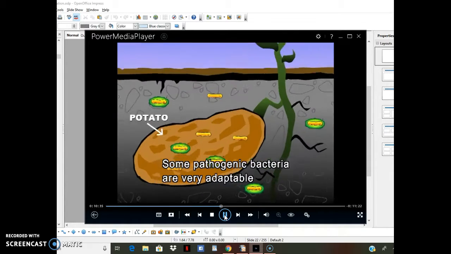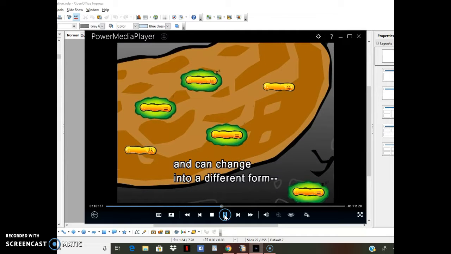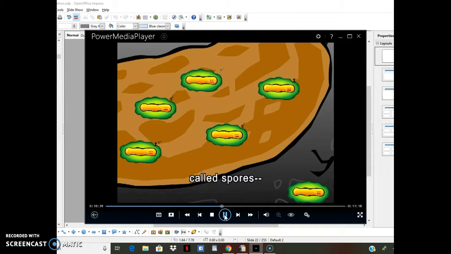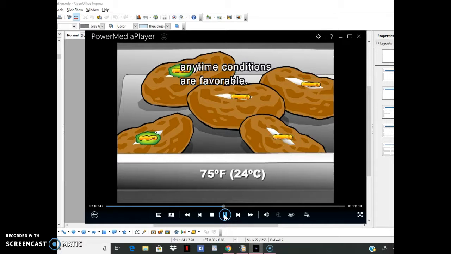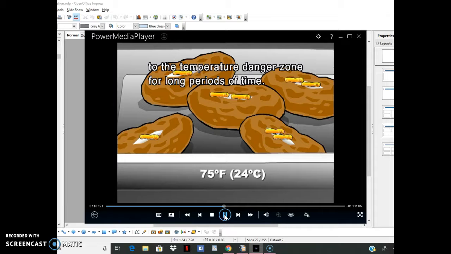Some pathogenic bacteria are very adaptable and can change into a different form, called spores, to protect themselves when nutrients aren't available. They can also revert back to a form capable of growth anytime conditions are favorable. For example, when food is exposed to the temperature danger zone for long periods of time. If you're going to keep your food safe, you'll have to make sure this doesn't happen.